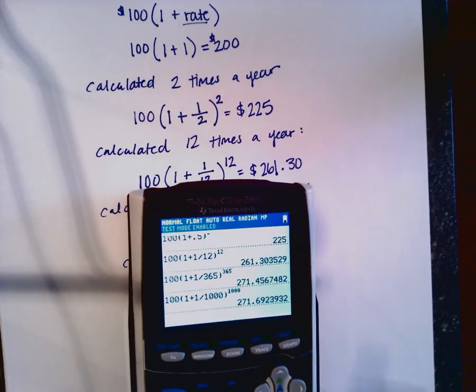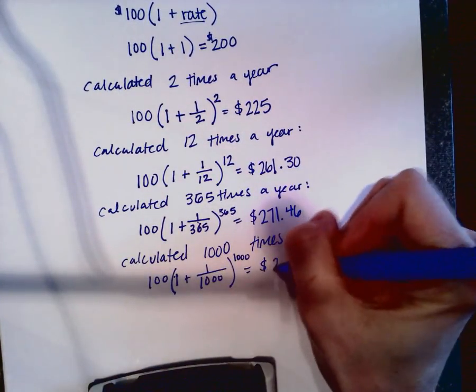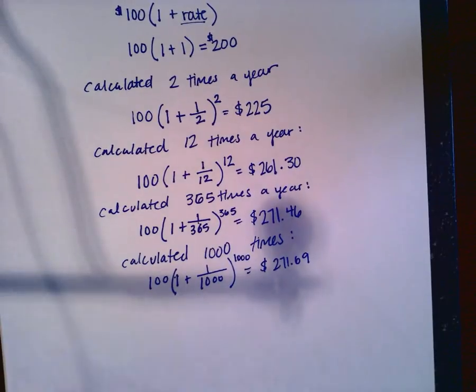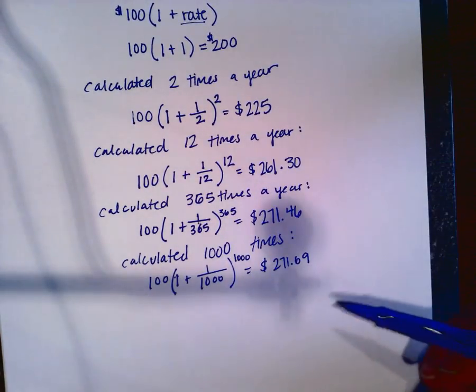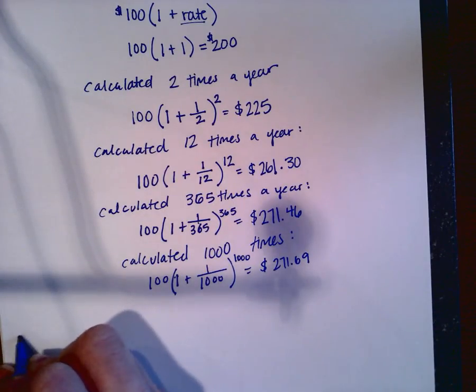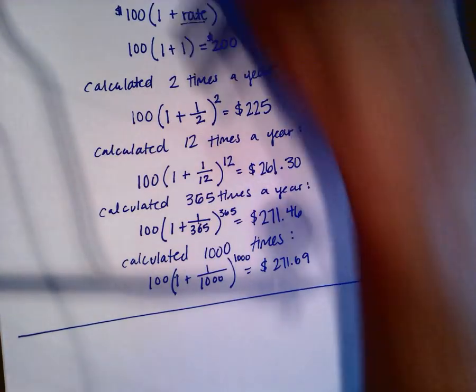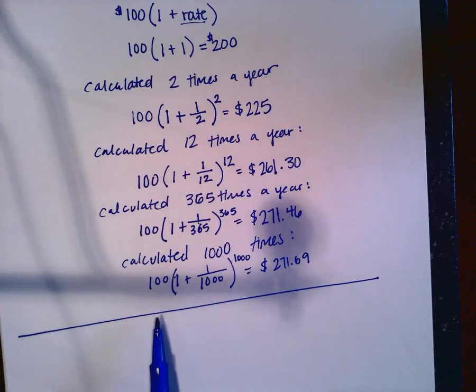And notice I get something that's really similar. I get 271.69. So it appears that we're reaching some sort of a limit, maybe around $272, somewhere around there, that no matter how much I compound the interest, I'm not going to pass that certain point. So before we get to that idea of compounding the interest infinitely many times, we're going to work some problems out using this formula here that we've kind of been using without writing it down.